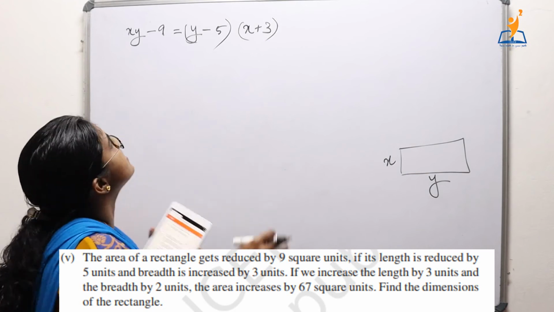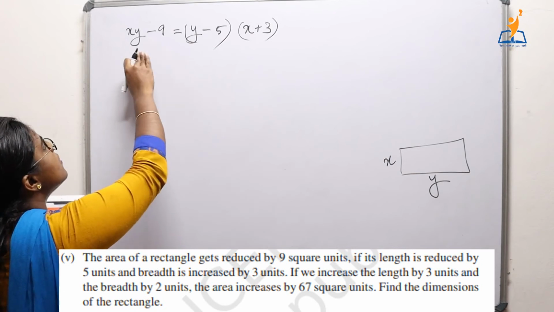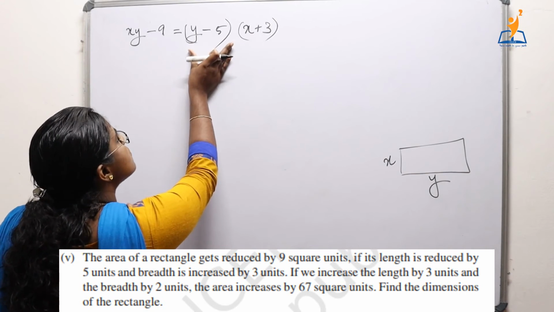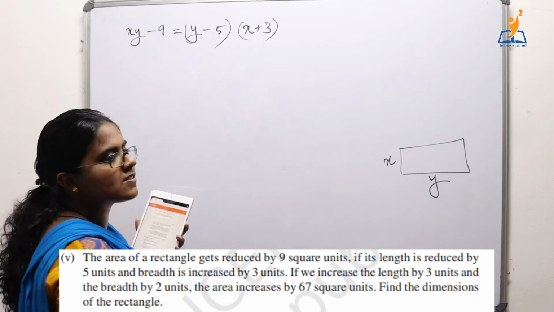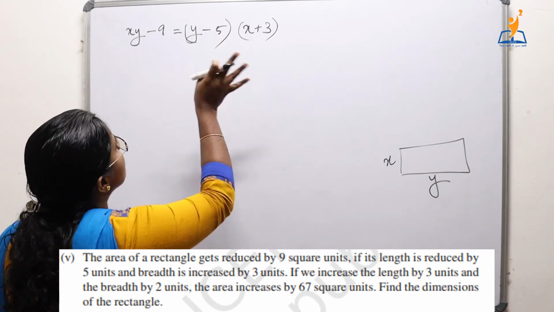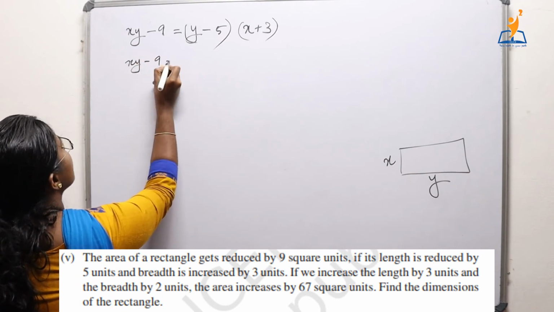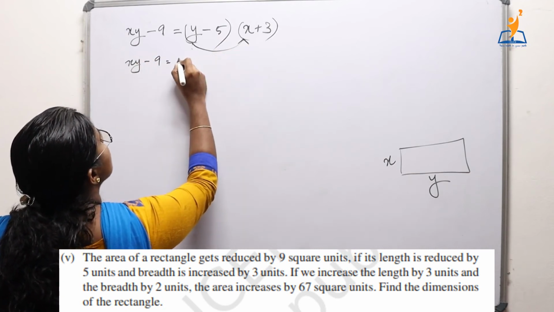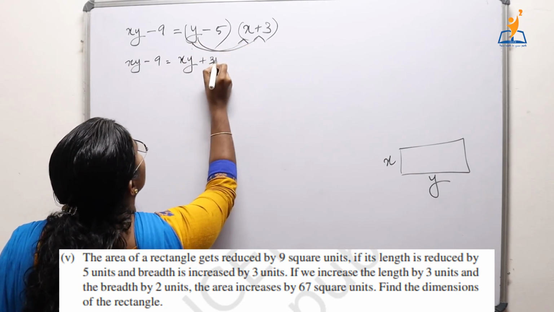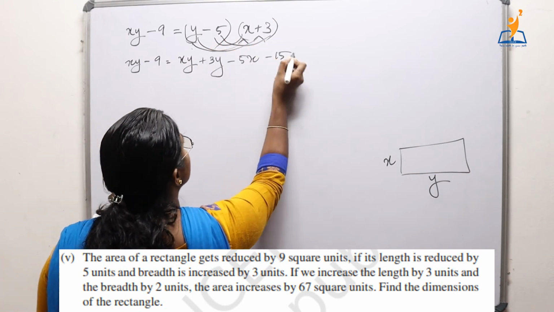So the area is length into breadth. So the area xy gets reduced by 9 units, that is xy minus 9, when length is reduced by 5 units and breadth is increased by 3 units. So length into breadth is again the area of the rectangle. So we can equate them. Simplifying this, we will get xy minus 9 is equal to, we will multiply like this, xy plus 3y minus 5x minus 15.